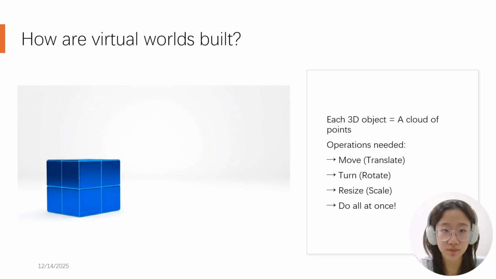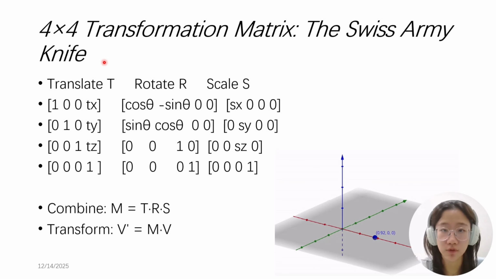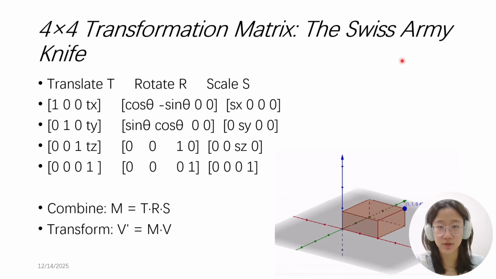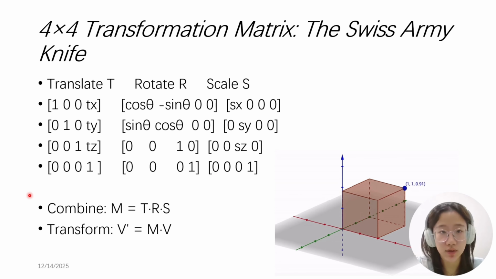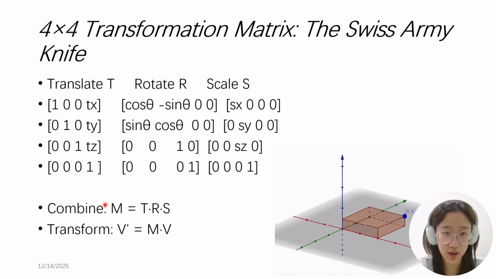To do this efficiently, we use the 4x4 transformation matrix. This is like a Swiss Army knife for graphics. We have matrices for translation, rotation, and scale. By multiplying them together, like this, M, we create one single supermatrix that does everything at once.